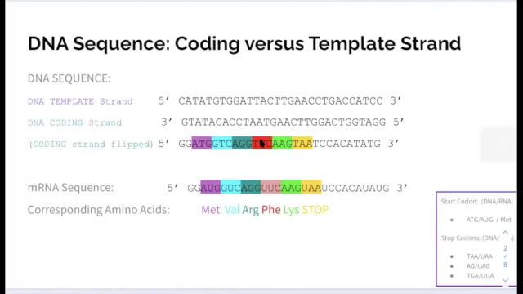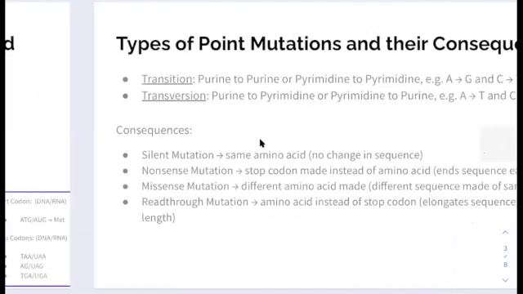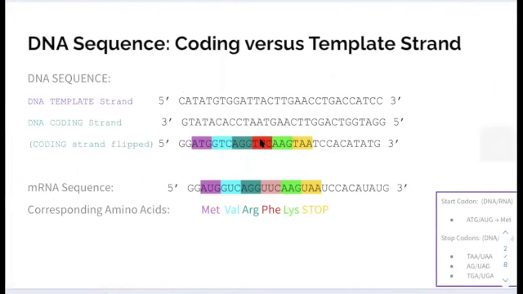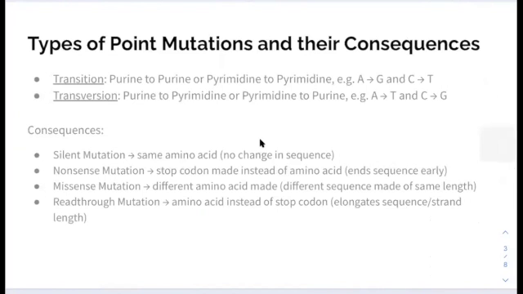The coding strand will have 5 codons prior to its stop codon, which would read as TAA or UAA. The 5 corresponding amino acids are methionine, valine, arginine, phenylalanine, lysine, and the stop codon, which in this case is TAA or UAA. Here are the different types of point mutations, transitions, and transversions, as well as the consequences of what these mutations can have on the sequences that they change.